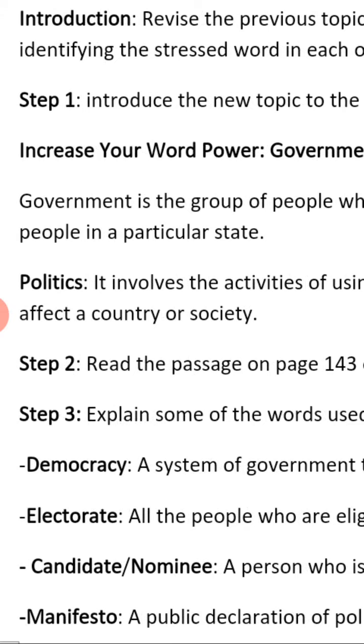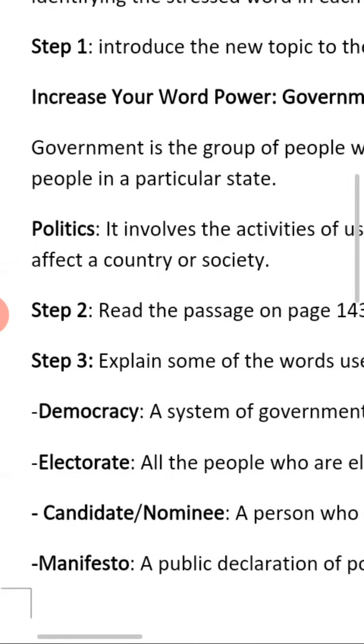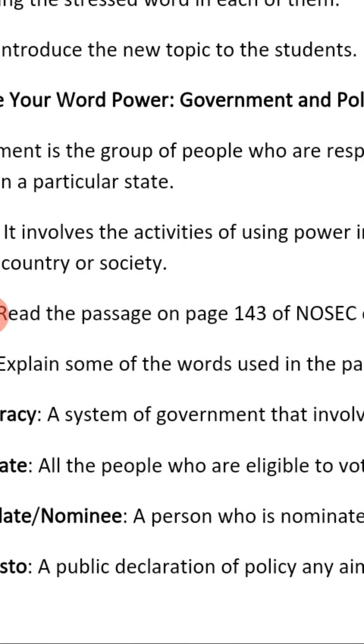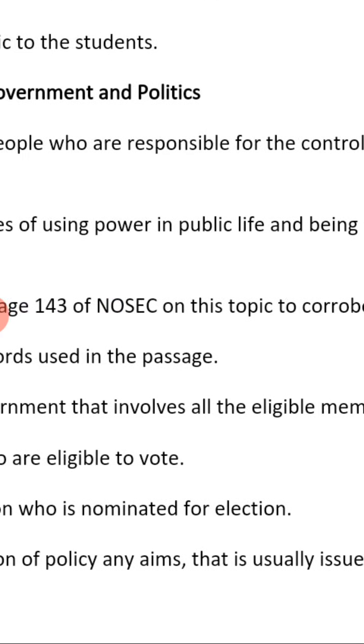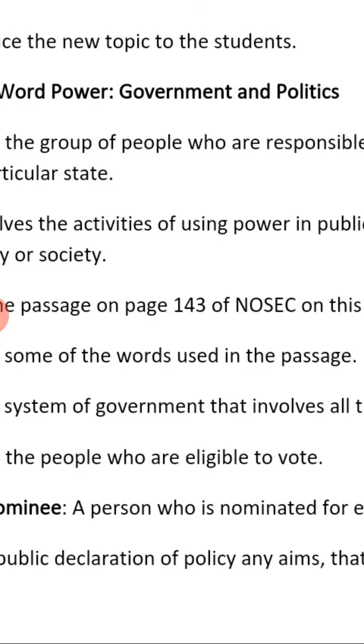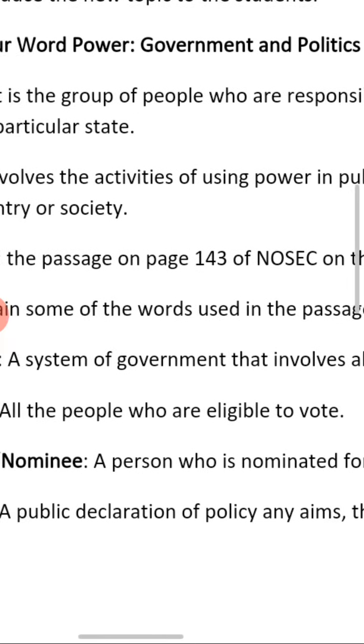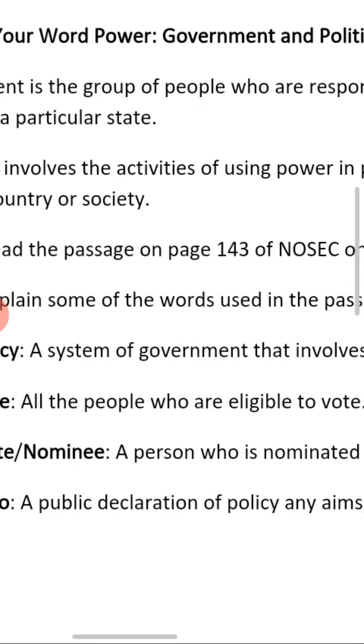Like as we have in Nigeria now, we have our politicians, we have people at the helm of affairs in our daily life in government in Nigeria. To buttress this point, there is a passage on page 143 of NOSEC, and I'm going to lead in reading the passage. Students, you are expected to bring out a NOSEC and open to page 143, where you see this topic we are treating, that is increase your word power, government and politics. Are you there?